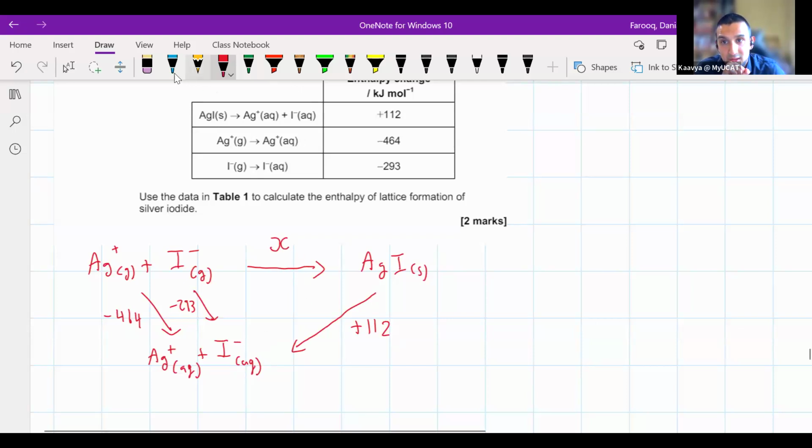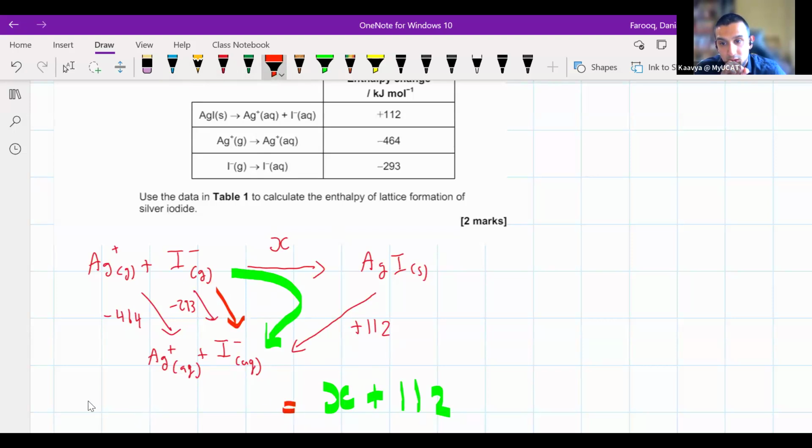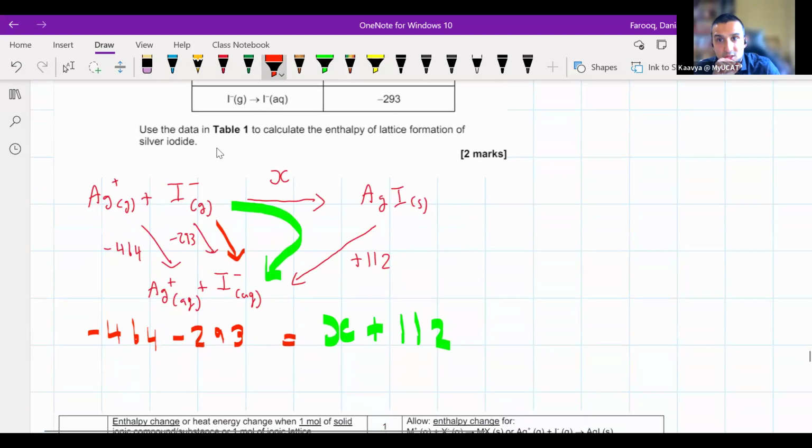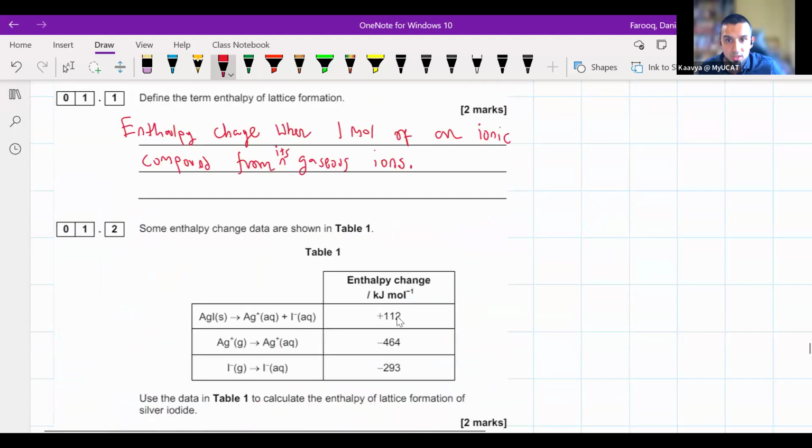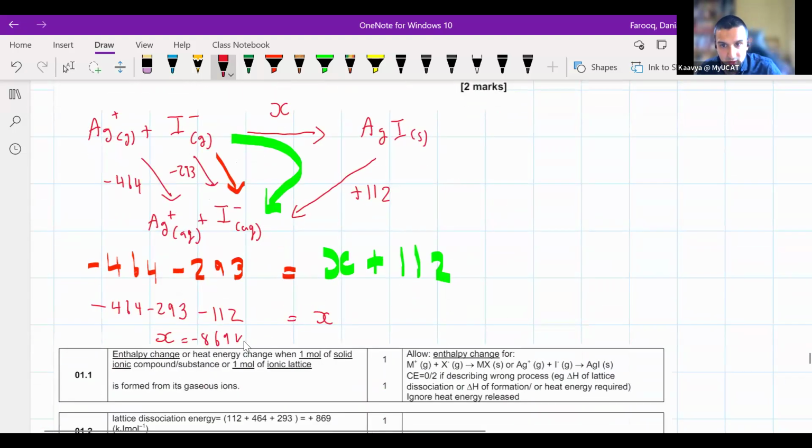So there's two routes that we have equal to each other. We have this route, which is x plus 112. And then we have the red route, which is going to be equal to minus 464 minus 293. Now you just rearrange and solve for x. So x will equal minus 464 minus 293 minus 112, which would be minus 869 kilojoules per mole, because those were all the units. So the units stay the same as we had.